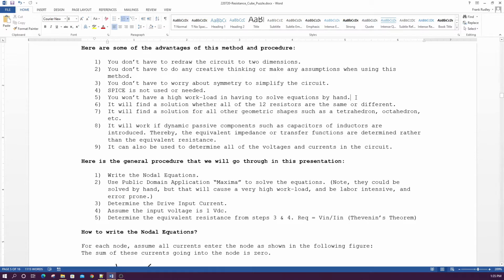All the equations are automatically solved here by a program called Maxima. If you had to do this by hand, it would make it impossible. But by using this method with Maxima, which is a public domain program, it takes away the workload in having to solve a lot of mathematical equations.